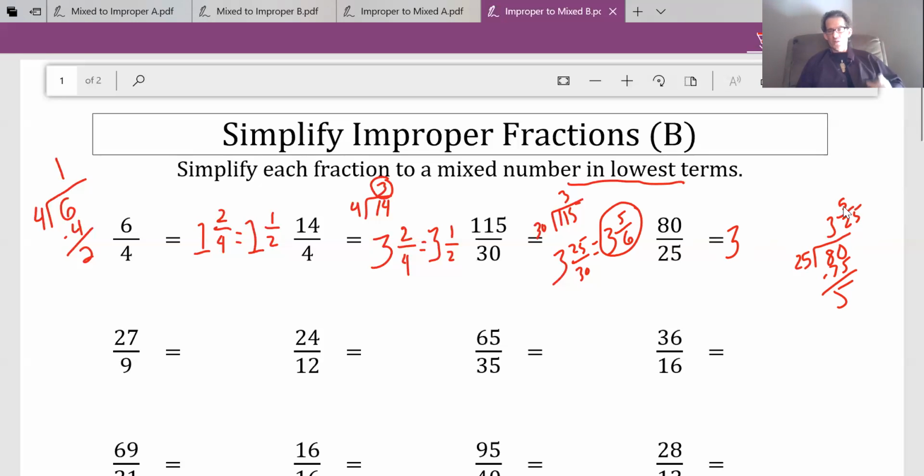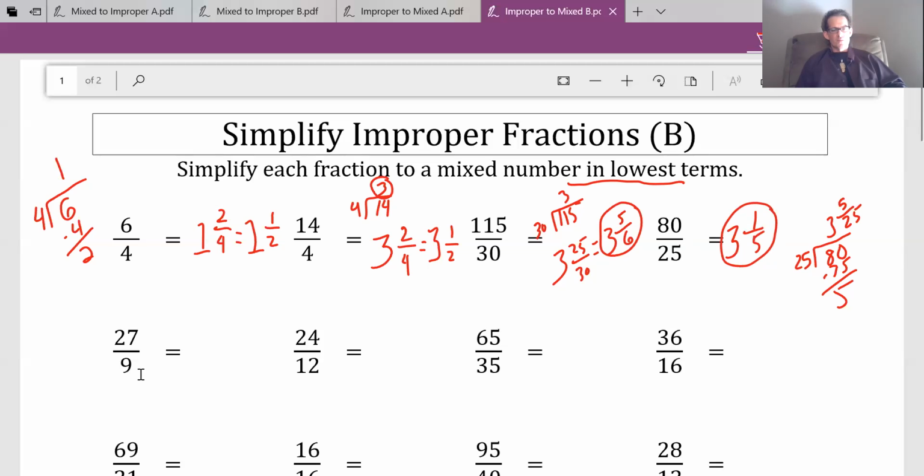So I have 5 over 25, but I know I can simplify that because that shares a common factor, 5. So if I divide the top by 5, I get 1. And if I divide the bottom by 5, 25 by 5, I get 5. So this is 3 1/5, or $3.20. 80 over 25 is $3.20, 3 1/5.